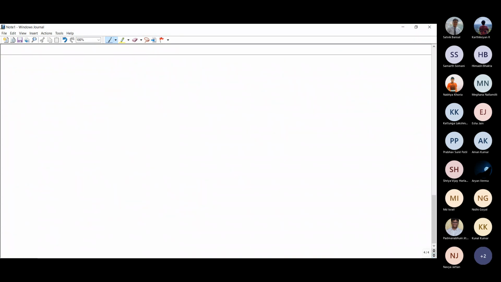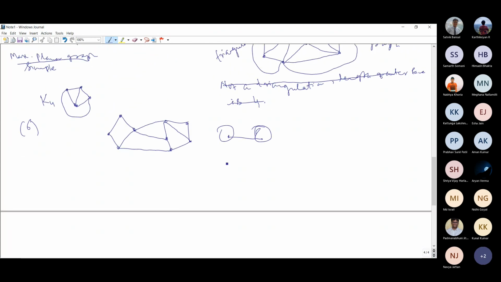Okay, then problem number 6: maximal planar graphs and triangulations are always connected. You assume that they cannot have more than one component; if two components are there, then you will get a contradiction. Then problem number 7 says that some statements are equivalent for a simple n-vertex planar graph. What are those statements? If the graph has 3n minus 6, the maximum number of edges, then it will be a triangulation.